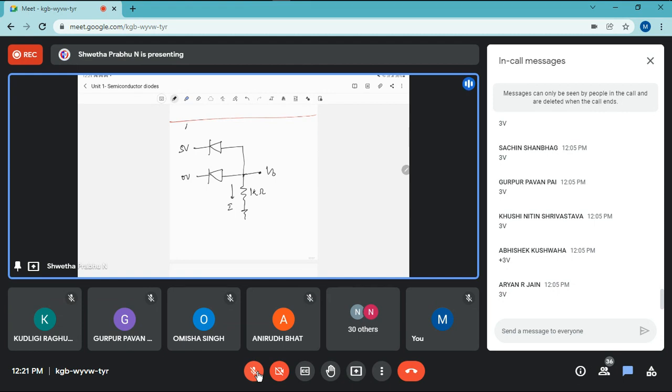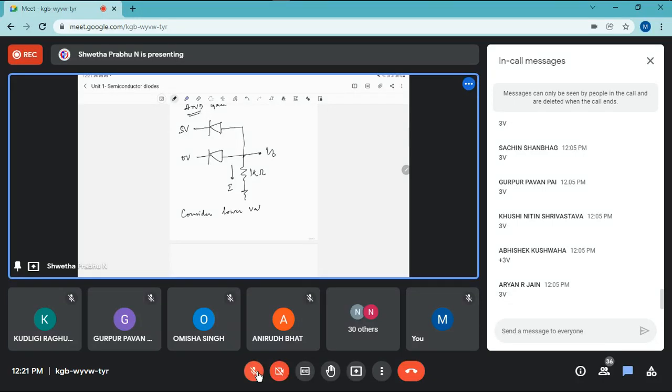So this is an example for AND gate. Did you understand? If it is an AND gate, you have to consider the lower value of input, apply KVL to find I and V naught. Did you understand?